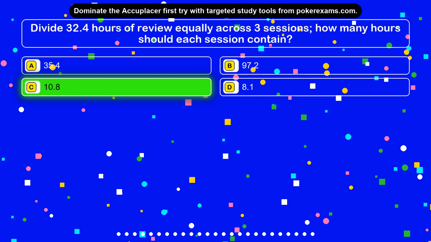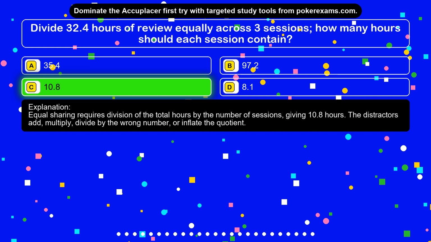The correct answer is option C, 10.8. Equal sharing requires division of the total hours by the number of sessions, giving 10.8 hours. The distractors add, multiply, divide by the wrong number, or inflate the quotient.